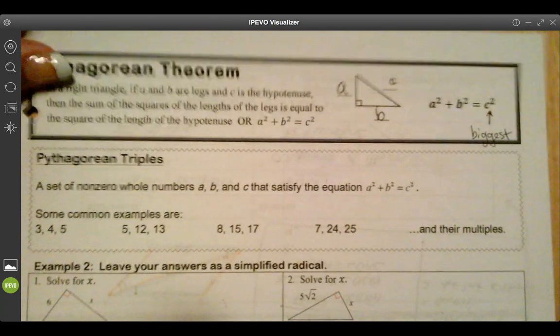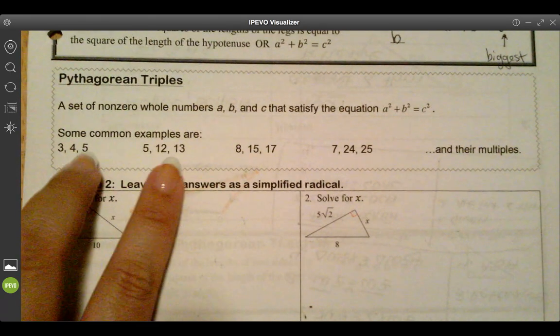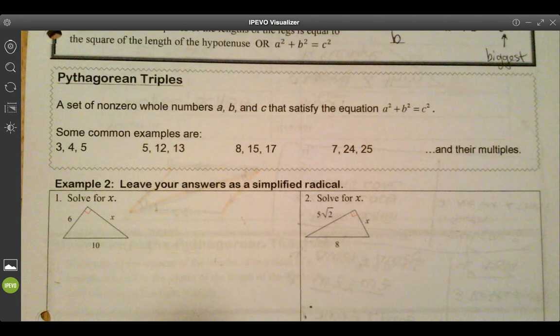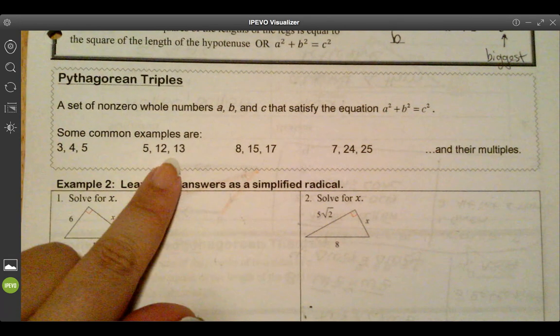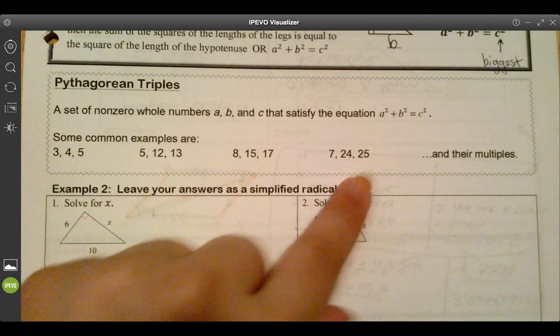Some important numbers to be able to recognize, and the most commonly used are these first two. They're called Pythagorean triples. These triples make perfect Pythagorean theorem equations without any radicals left over. Normally, if I were to plug in numbers for A, B, and C, one of them would end up being a radical, except in the cases of these numbers and their multiples.